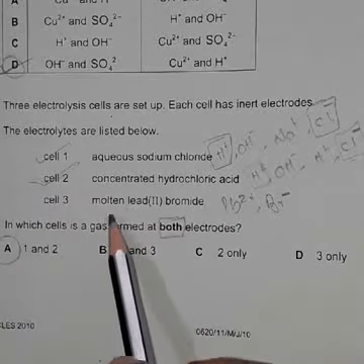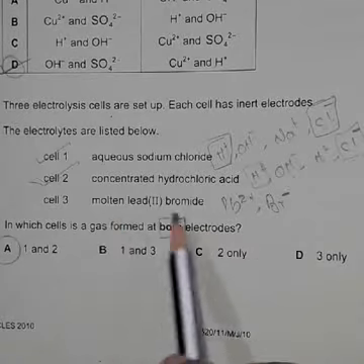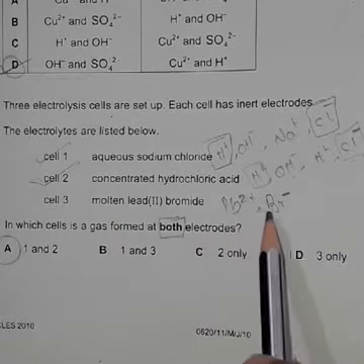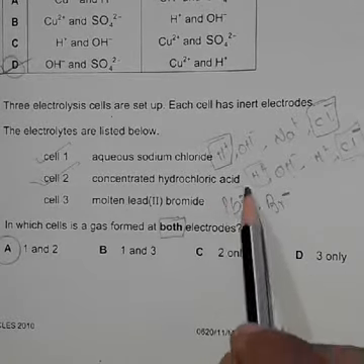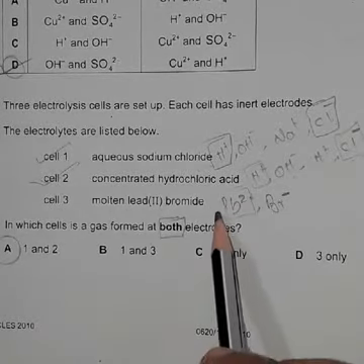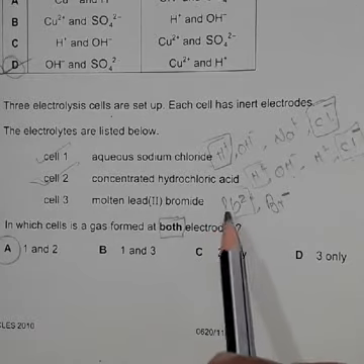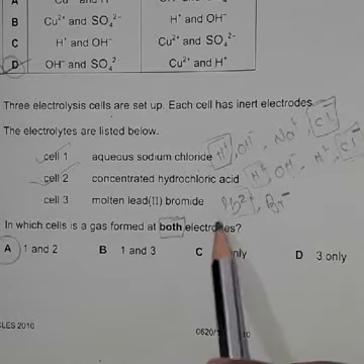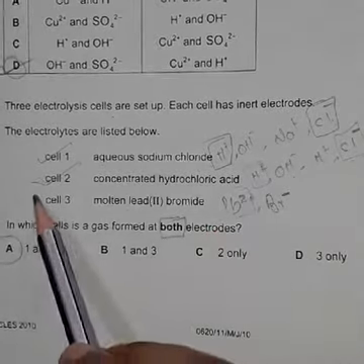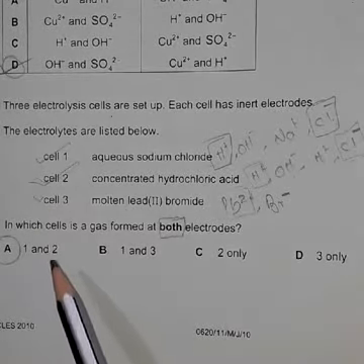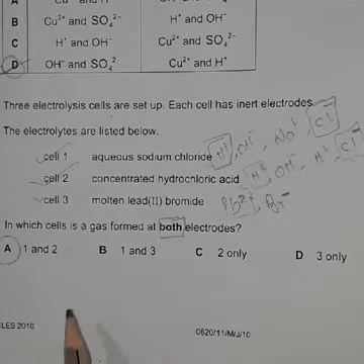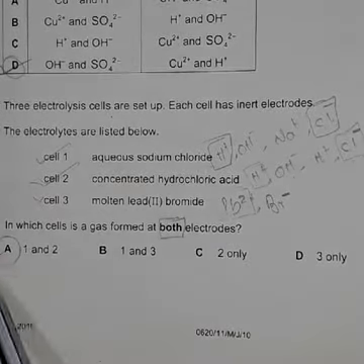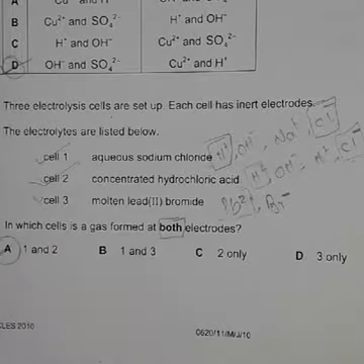Third one, molten lead bromide. Molten lead bromide means Pb2+ and Br-. So at the cathode Pb, lead, is formed. Lead is a metal, it is not gaseous. So for the third, there is no possibility to get a gaseous product at both electrodes. So 1 and 2, this is the correct answer. Clear?